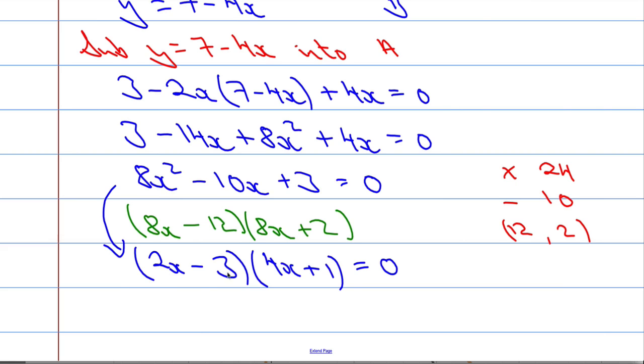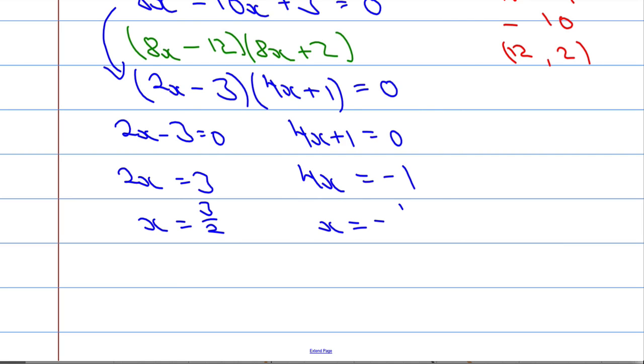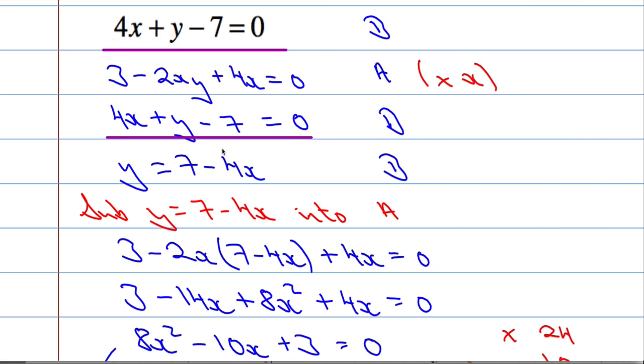Alright, 2x minus 3 equals 0, and 4x plus 1 is equal to 0. So that means that 2x equals 3, 4x equals negative 1. Sorry, x will equal 3 over 2, and x will equal negative 1 over 4. Numbers here are getting more and more complicated by the second.